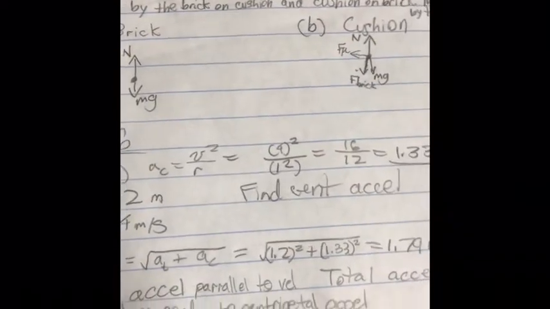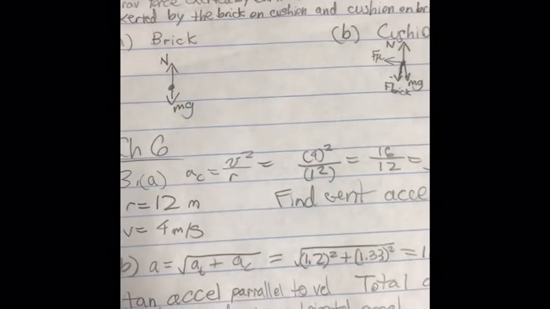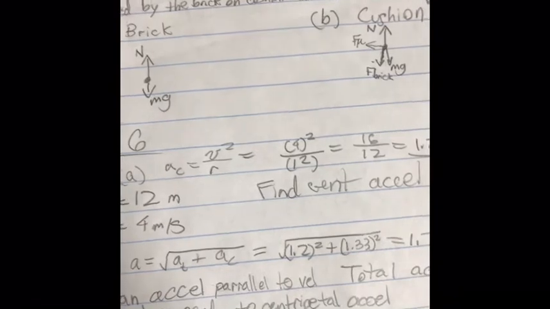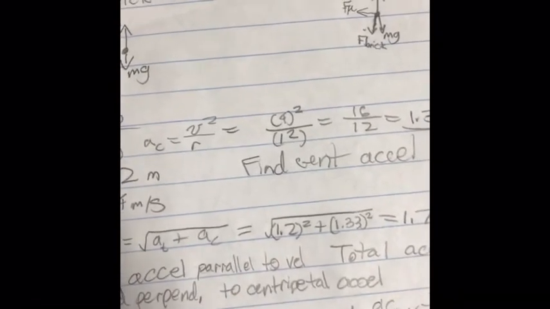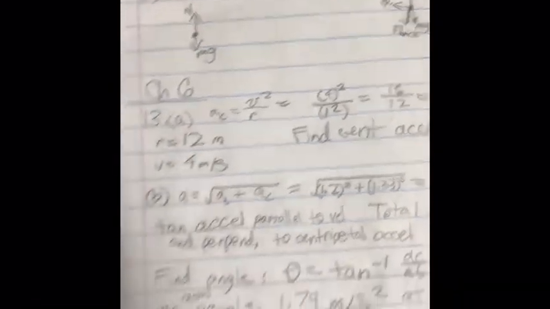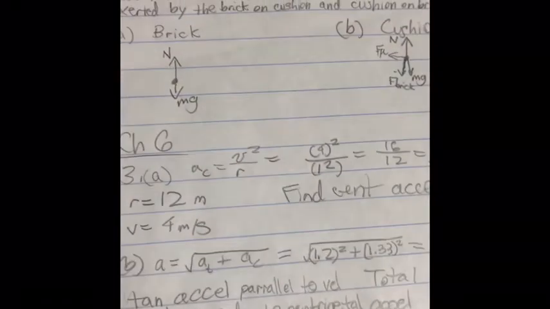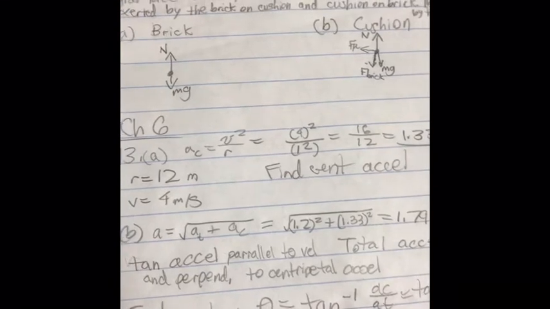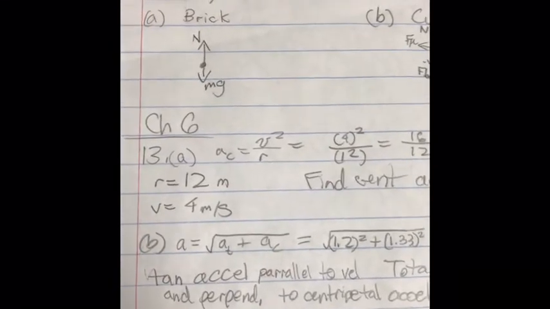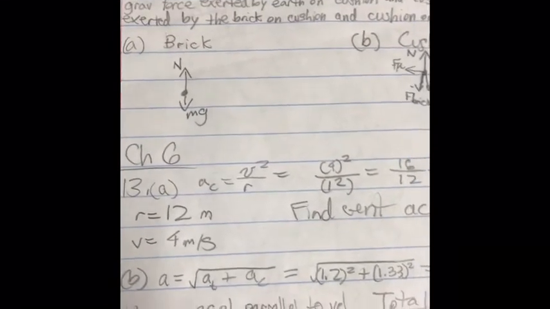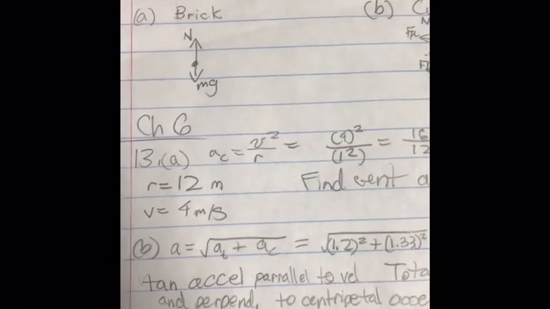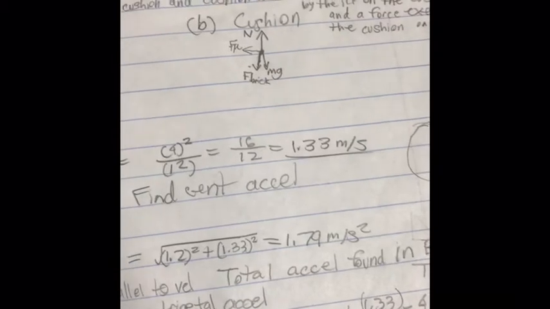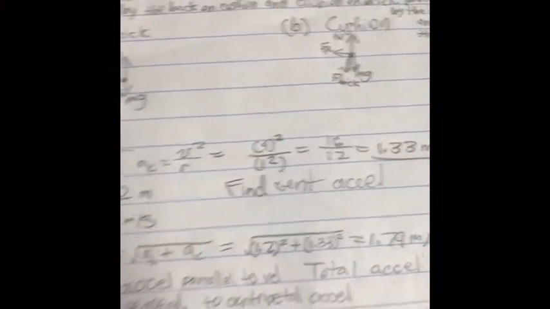Number 13 was: a hawk flies in a horizontal arc of radius 12 meters at constant speed, 4 meters per second. Find its centripetal acceleration. For that, I used the formula a_c equals v squared over r. R equaled 12 meters, that was given to us, and velocity equaled 4 meters per second. So I just plugged it in and got 1.33 meters per second squared.